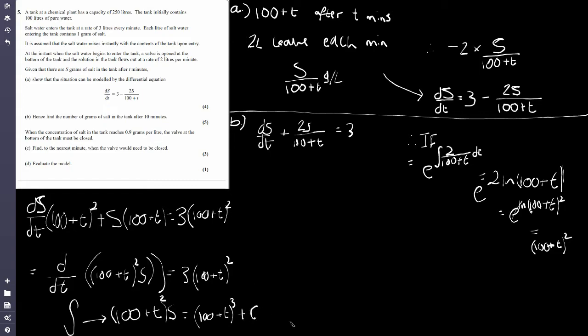Okay, so we're getting there now. All we've got to do now is use the initial conditions. But if you actually read this question, they don't give us any. We're not given the initial conditions, so we've got to figure these out for ourselves. But think about what's actually happening in the question. What do we have when the time is equal to 0?